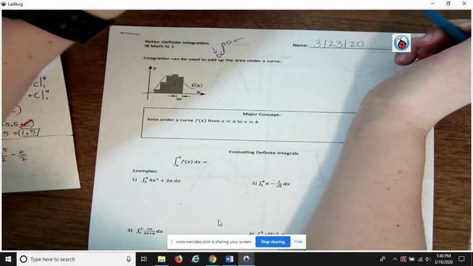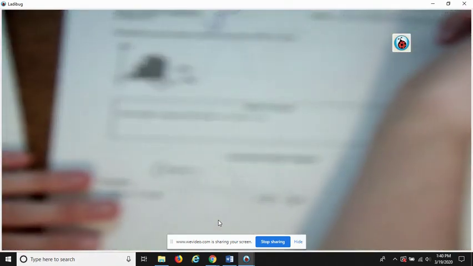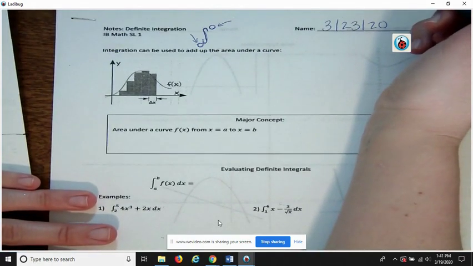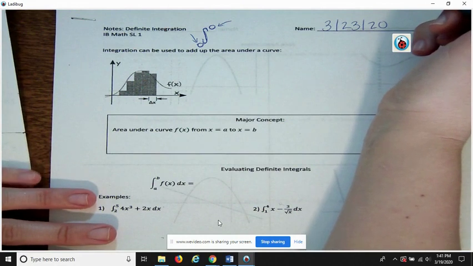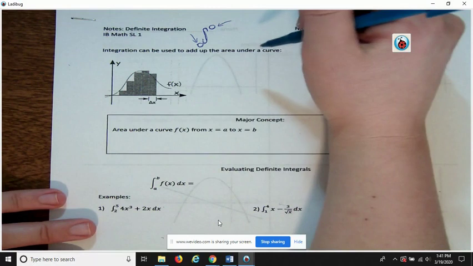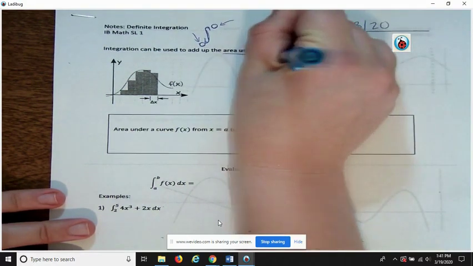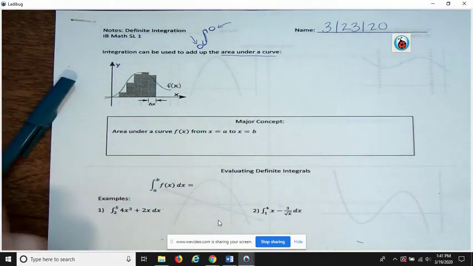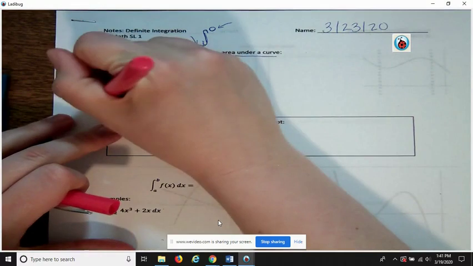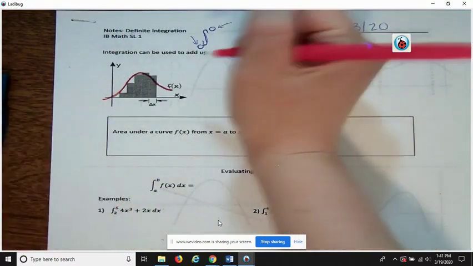So first we're going to talk through a little bit of the conceptual understanding of definite integration. Sorry for all the blurry zooming in and out. Integration is being used in this case to find a specific area under a curve. So we have a curve right here. I'm going to color it in red. And we're making an effort to approximate what it is.